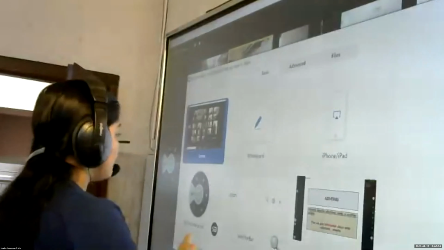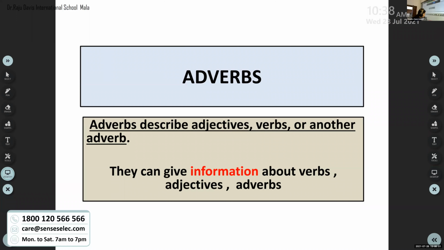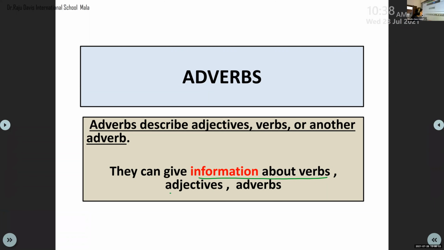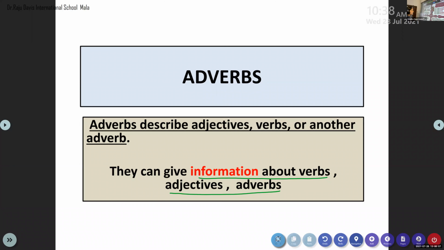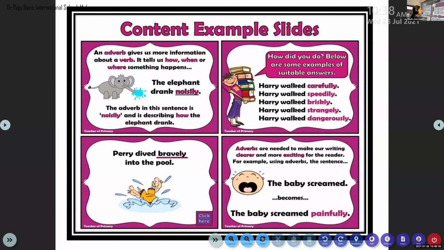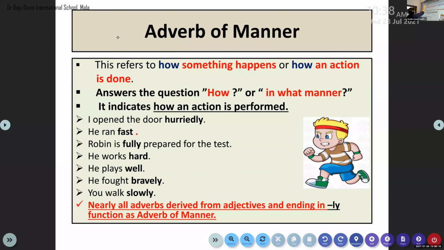Now let me share the screen, children. Let me revise the adverbs once again. They can give information about verbs, adjectives, and adverbs. And I said there are many adverbs all around. The words ending with ly are commonly used as adverbs in English grammar. The first common type is adverb of manner.